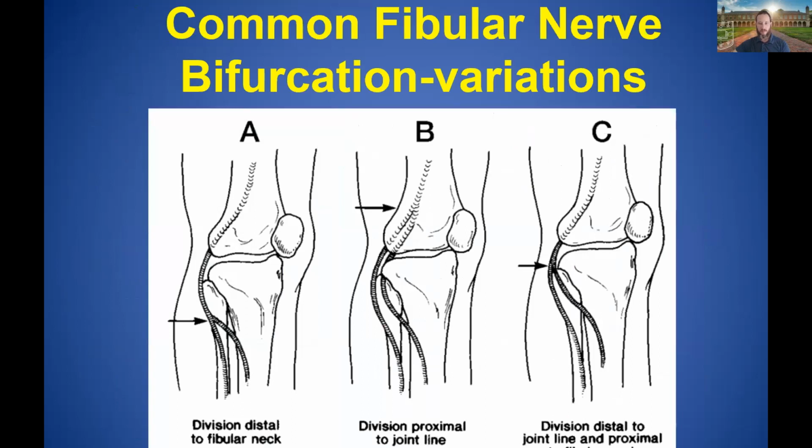There is anatomic variation in the bifurcation of the common fibular nerve into its deep and superficial branch. This is the most common anatomic pattern here, but you can also see more proximal division here in the popliteal fossa, which is more rare in my experience, or more commonly, it can divide sort of here right at about the level of the fibula.